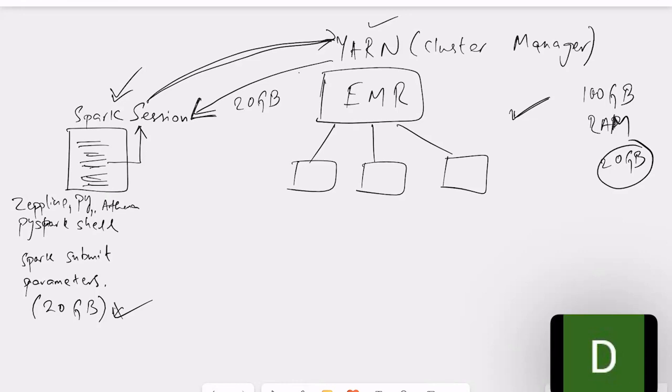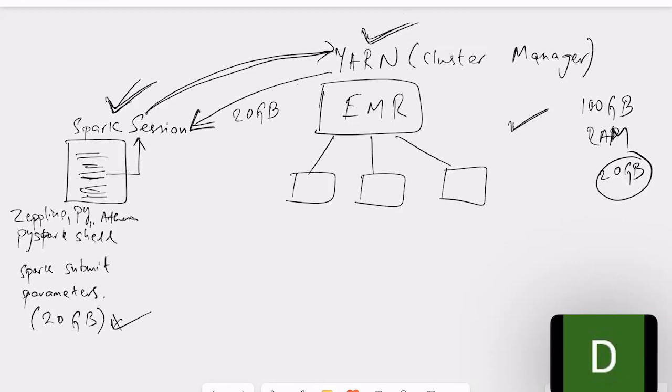And here we came across two components. One is Spark Session, and the second is the cluster manager, which is Yarn. Okay. So now once Yarn responds back with the configuration details, or it provides the cluster resources which is required for the job to run.